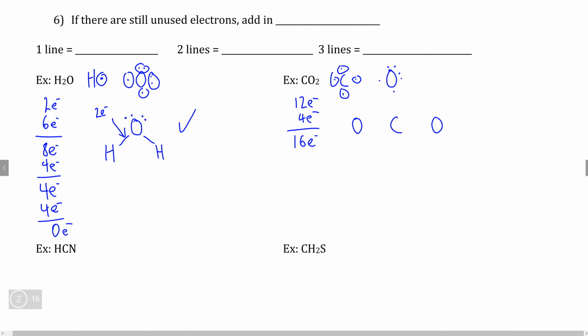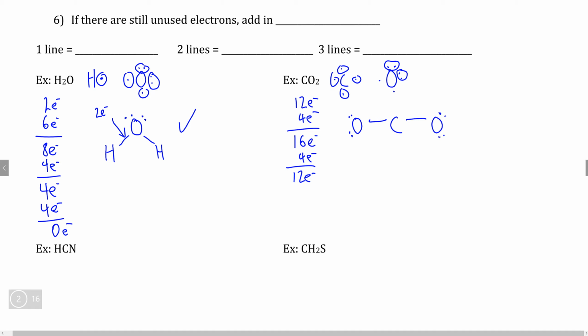Connect both of them with single bonds, 1, 2. That means that we just used 4 electrons, 2 electrons per bond. 16 minus 4 means that we have 12 electrons remaining. We know that oxygen has 2 lone pairs, just like it does in water, so let's put each of those lone pairs back on the 2 oxygens like this.